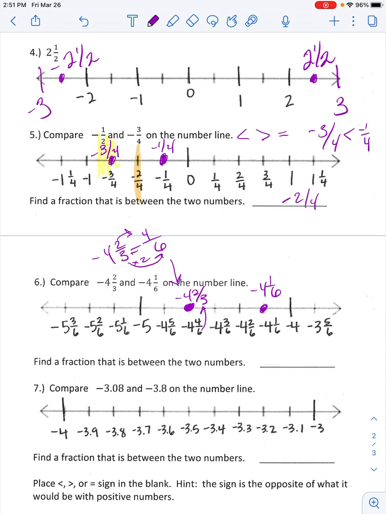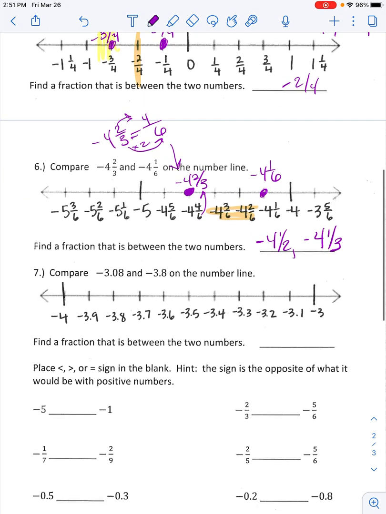Okay, find a fraction that is between the two numbers. We can say -4 3/6, which is a half, or we could say -4 2/6, which is 1/3 if you simplify. So both of those are between the two fractions.